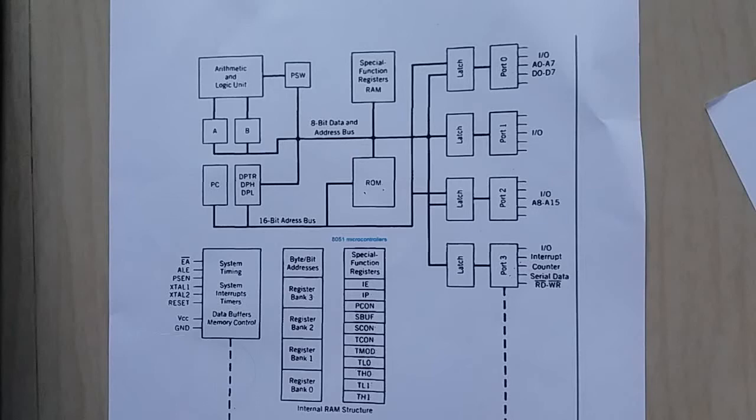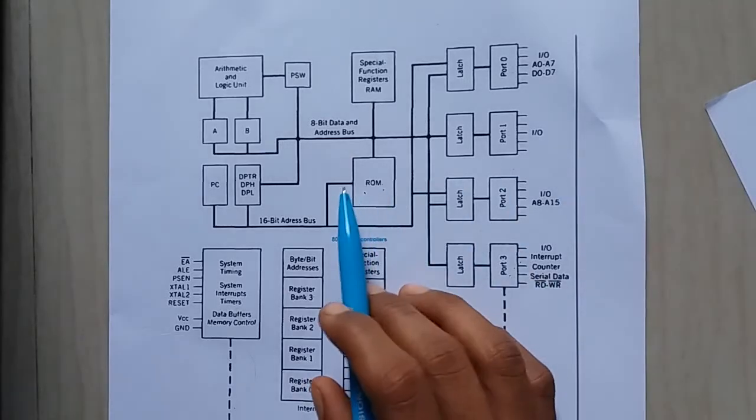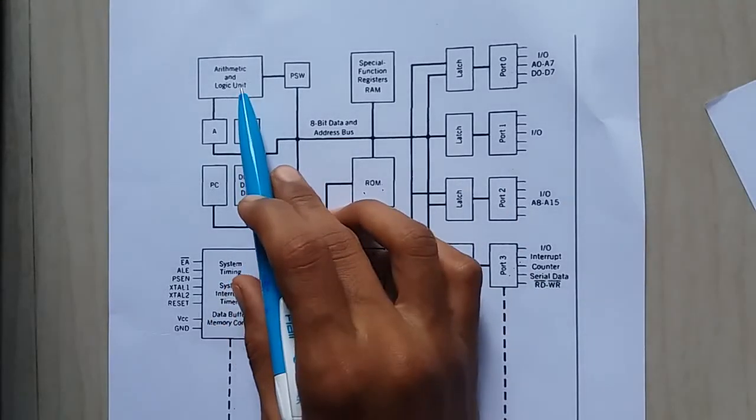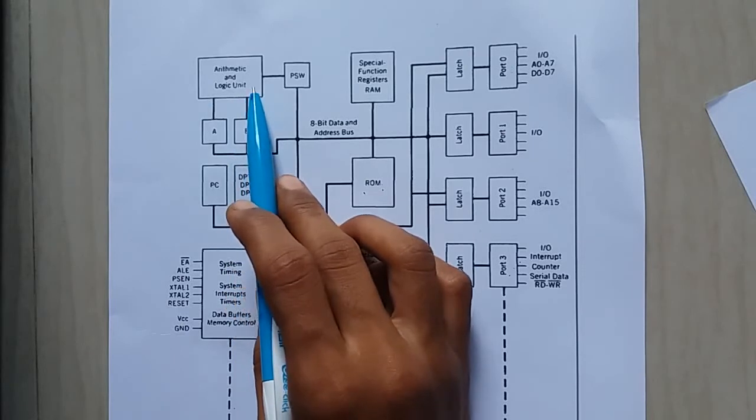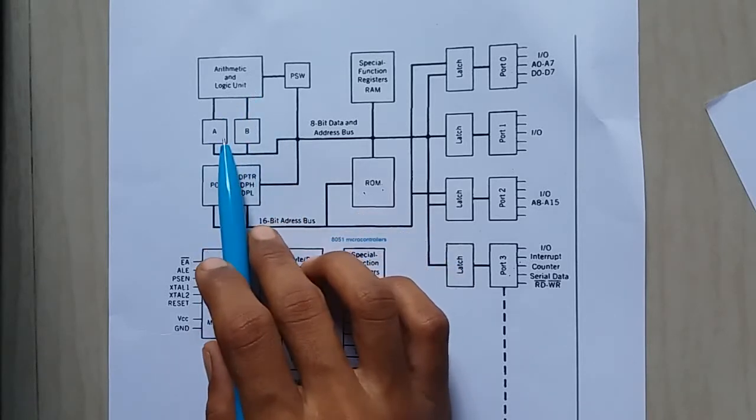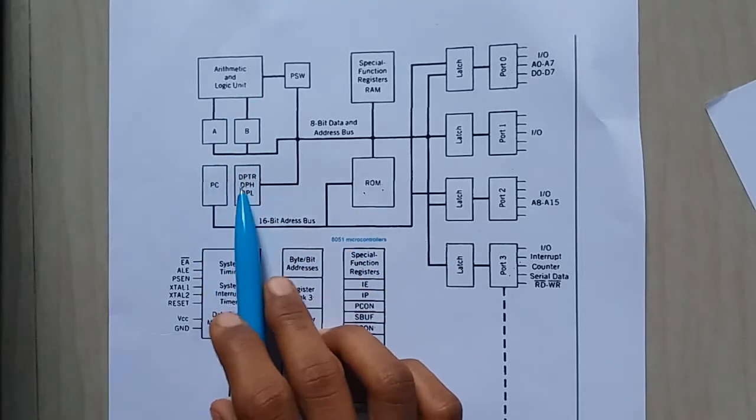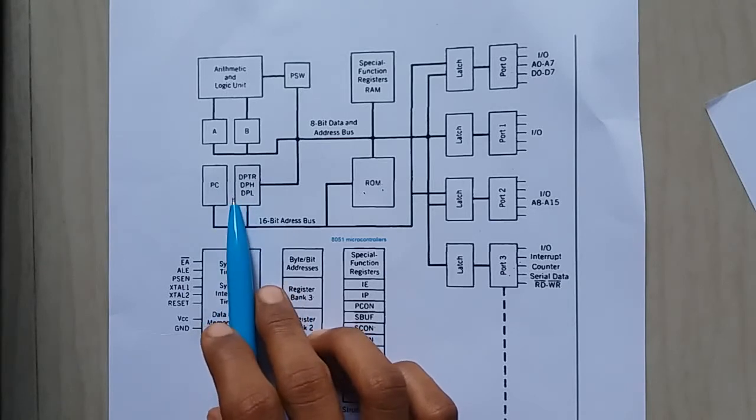I am going to explain about 8051 architecture. You may see that 8051 architecture has one ALU unit. The size of the 8051 microcontroller is 8-bit. It performs 8-bit arithmetic and logical operations, and it has two registers, A and B registers, and it also has a program counter and data pointer. Both are used to store the address.